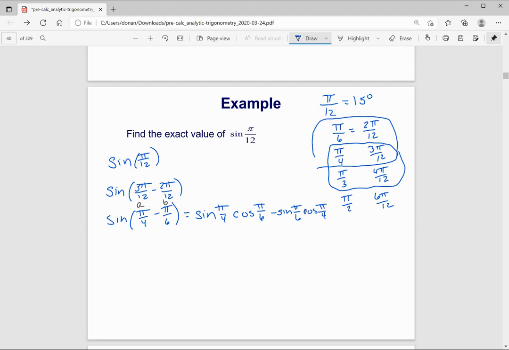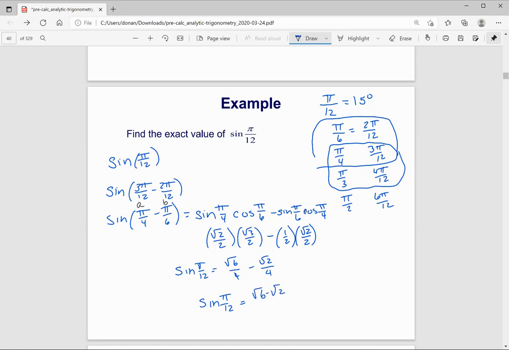And now we can plug in the values we know. So sine of pi over 4 is root 2 over 2. Cosine of pi over 6, root 3 over 2. Sine of pi over 6, 1/2. Cosine of pi over 4, root 2 over 2. And so we're going to get that the sine of pi over 12 is equal to root 6 over 4 minus root 2 over 4. And so the sine of pi over 12 is equal to root 6 minus root 2 over 4, which, by the way, is the same value as what we got for the cosine.